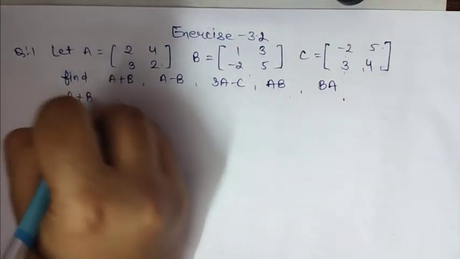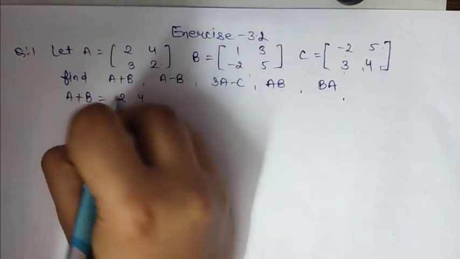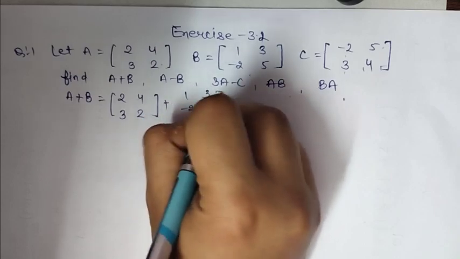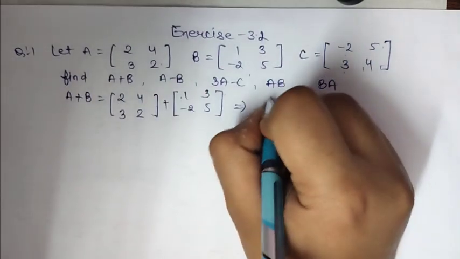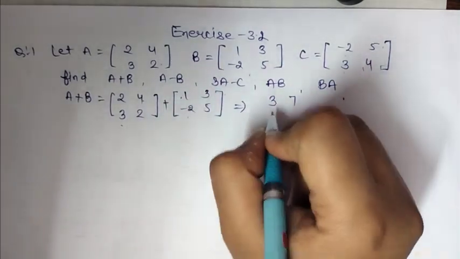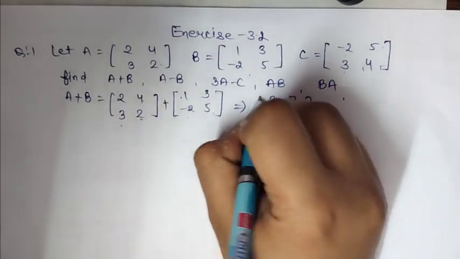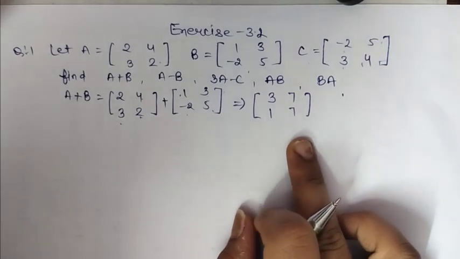So to find the value of a plus b, we have 2, 4, 3 and 2, and b we have 1, 3, minus 2 and 5. So we can easily add this. 2 plus 1 is 3, 4 plus 3 is 7, 3 minus 2 is 1, and 2 plus 5 is also 7. So a plus b we get 3, 7, 1, 7, that is also of 2 by 2 order.